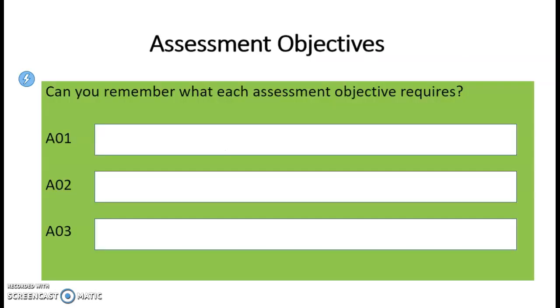What I'd like you to start with is just recapping the assessment objectives. So last lesson we looked at exactly what an examiner is looking for when they're marking your work. What I'd like you to do for me is just to summarise for each assessment objective what the examiner will be looking for in your work. So can you just pause this clip for me and give that a go?